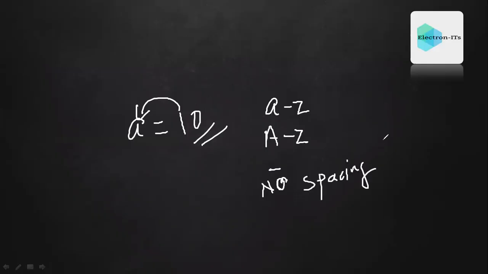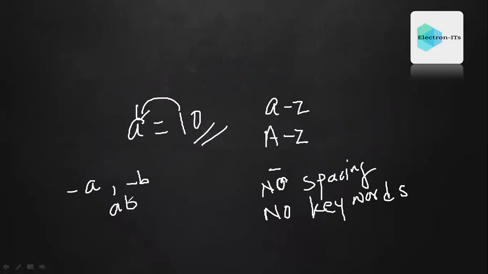There should not be any spacing. Then no keywords. We should not use any keyword as a variable. Keywords are like True, as, then, define, def, del, if, return, with, etc. This type of keyword you cannot use as a variable name. The valid variable names may be _a, _b, abc, then a_123. So these are valid variable names.